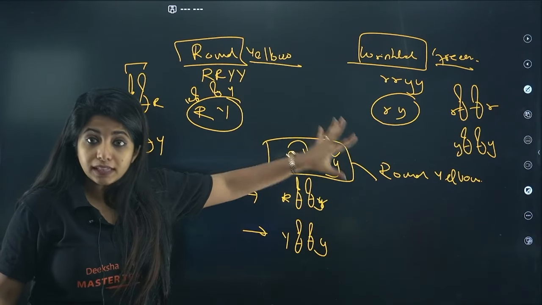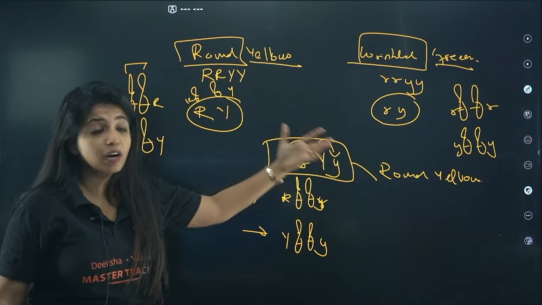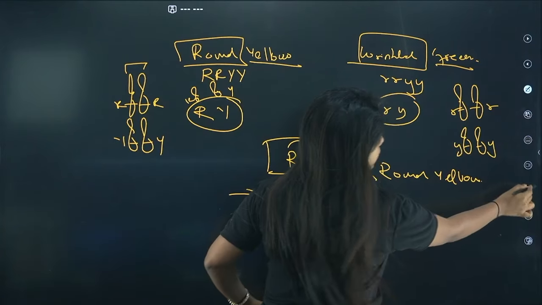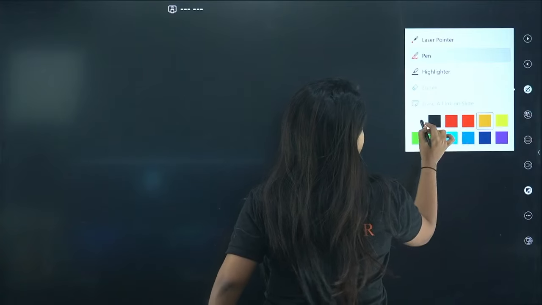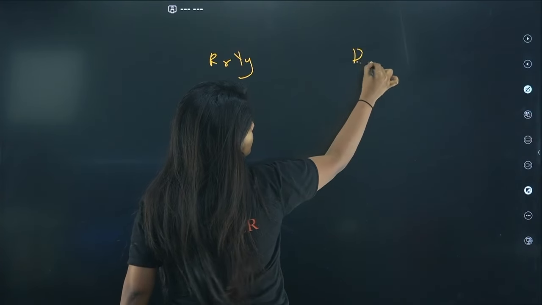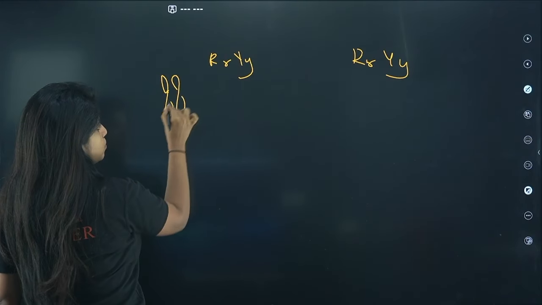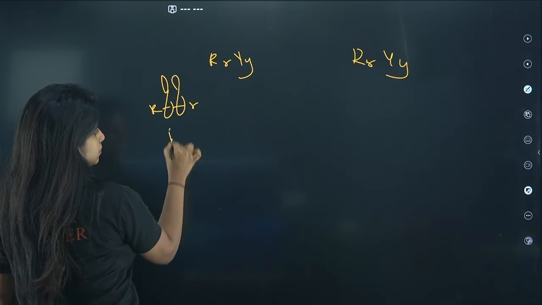Right? Now, this is the first generation. I am going to experiment with the second generation to find out the real thing. So again, capital R small r, capital Y small y, and capital R small r, capital Y small y. This is the scenario as of now. So the chromosomes are lined up like this.